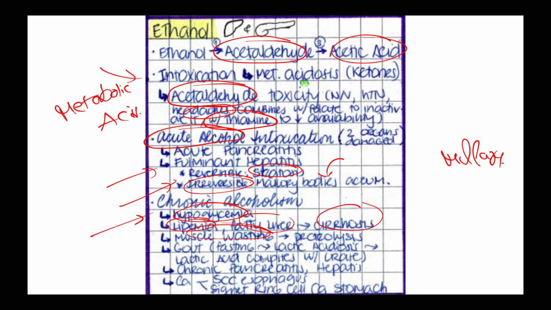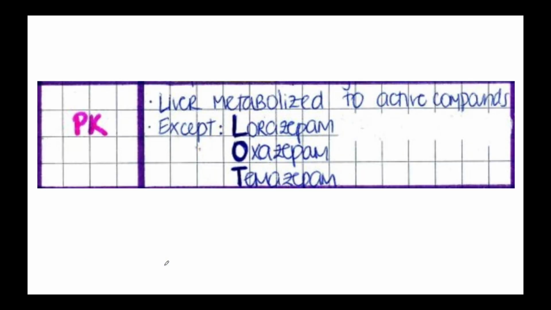And also there will be lactic acidosis, chronic pancreatitis. And chronic alcoholism is a predecessor for the squamous cell carcinoma of the esophagus and also for signet ring cell cancer of the stomach is what you need to remember.